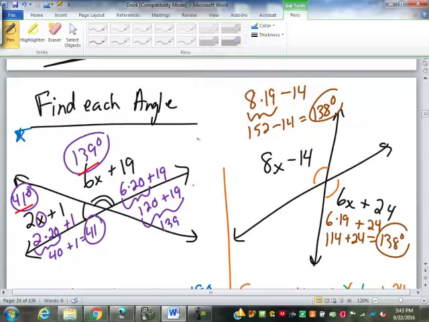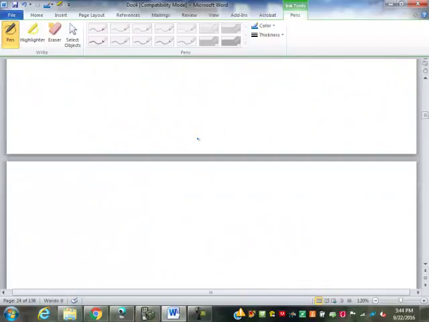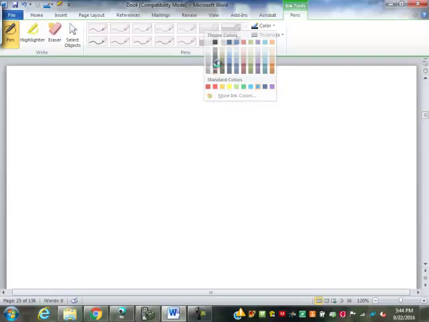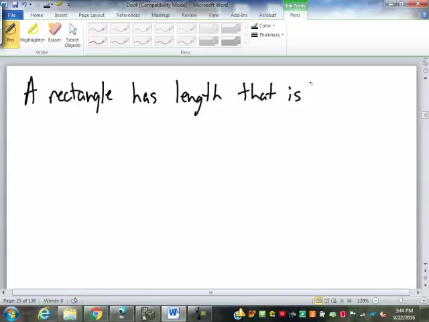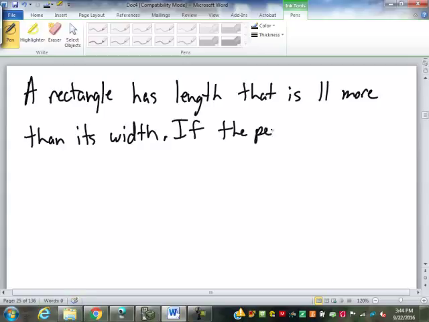Any questions? A similar problem to those. A rectangle has a length that is 11 more than its width. If the perimeter is 142, find the length and the width.